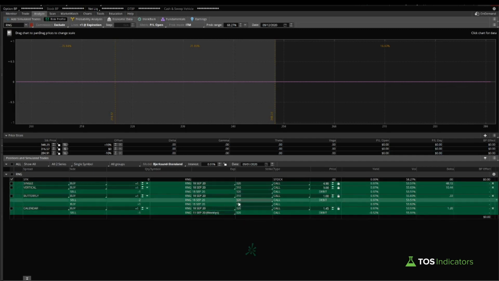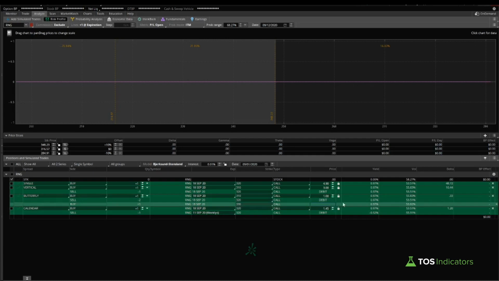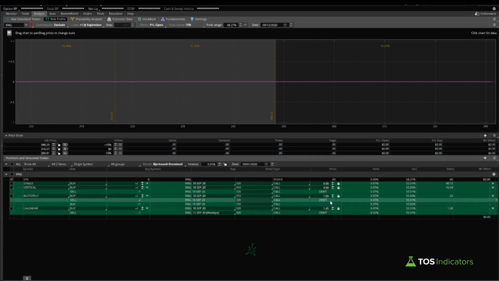Now, the butterfly is the one that I thought was semi-interesting here. We were looking to buy this for $1. The cheapest we could have bought it for was 25 cents, but I don't think you would have gotten a fill there for 25 cents. However, if you take a look at the current price here, that's up $1.70. So that's a fairly nice return on a $1 sort of investment, right? Or a $100 investment over just 2 days.